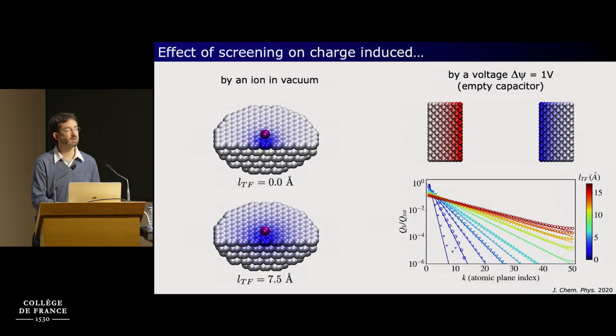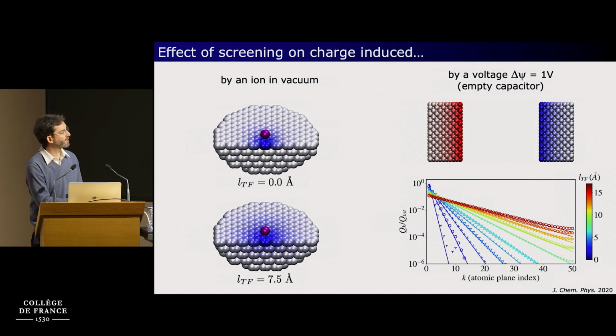So what is the effect of the Thomas Fermi length on the charge induced here by a lithium ion on a graphite electrode? The color indicates the charge distribution. The darker color is a high local charge, and it fades away as you go away from the ion.